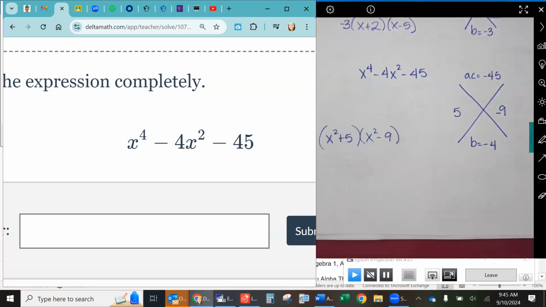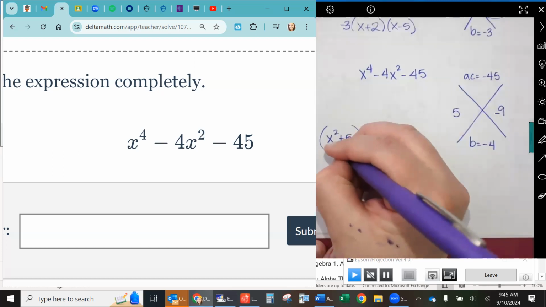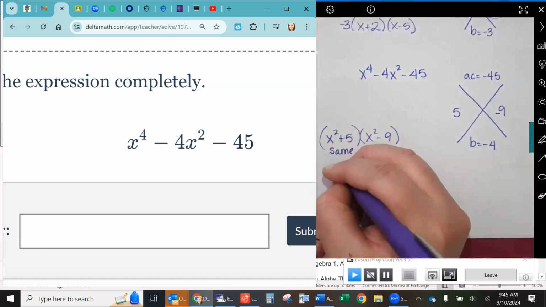Okay, if you have a difference of perfect squares, you can break down again. Can I square root 5? Can I square root 9? Then this one can break down one more time. So I'm going to keep my x squared plus 5 the same. Okay, this one can't do anything. So it'll be x squared plus 5.